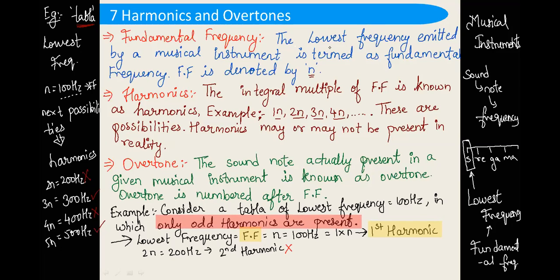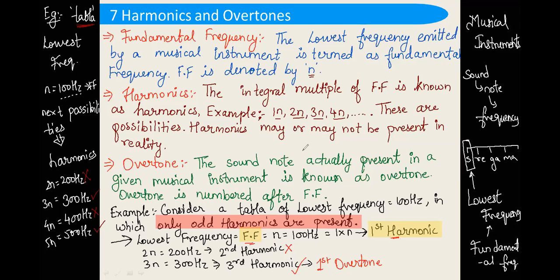Next will be 3 multiplied by n. So 3 multiplied by n is 300 hertz. So 300 hertz corresponds to the third harmonic. Now the third harmonic is an odd harmonic, so it is present. That means it is called the first overtone. The overtone is always numbered after the fundamental frequency, after the first harmonic. So whatever harmonic is present after that will be numbered as the first overtone.